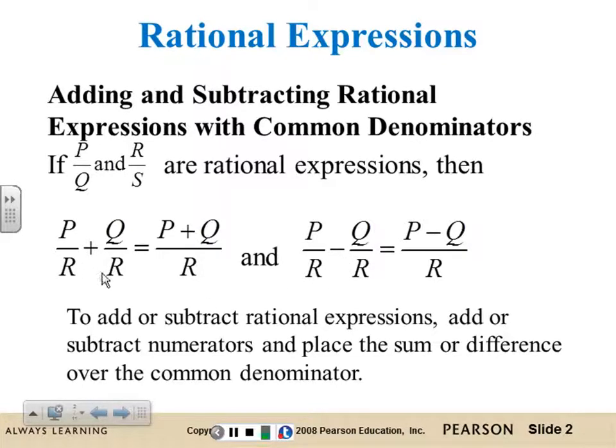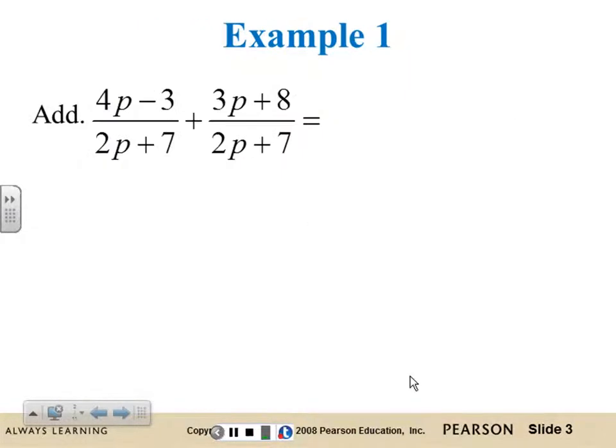So if the denominators are the same, you're going to add the tops and leave the bottom alone. You add the tops and leave the common denominator as is. Same thing in subtracting. You subtract the tops and leave the denominator as is. So to add or subtract rational expressions, add or subtract numerators and place the sum or difference over that common denominator. Once you have a common denominator, leave it alone.